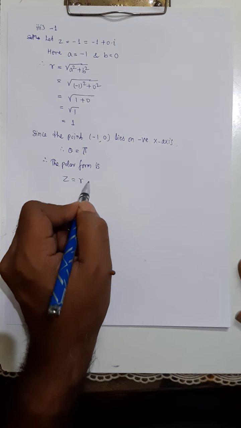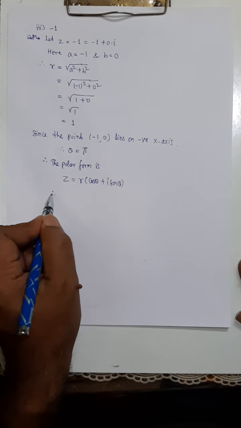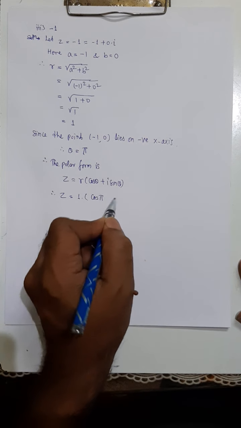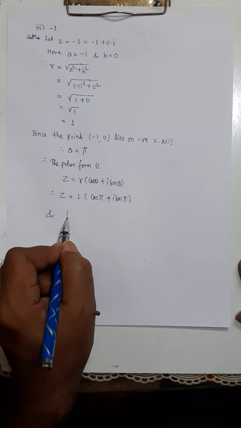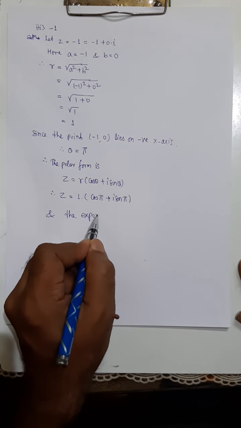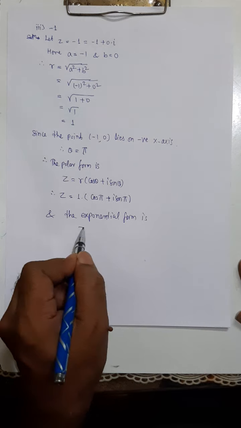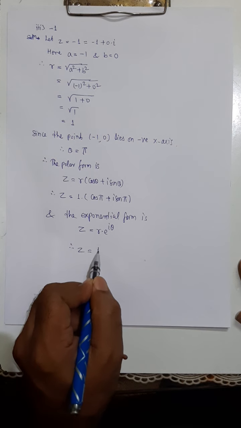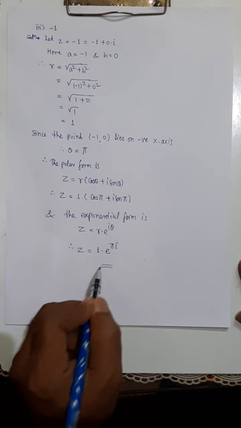Given the formula z equals r in bracket cos theta plus i into sin theta, and therefore z equals r is 1, cos theta means pi, plus i sin pi. And similarly the exponential form is given by the formula z equals r into e to the power i theta, and therefore z equals r is 1, e to the power here theta is pi, and i. And thus the solution is completed. Continue with the fourth problem.